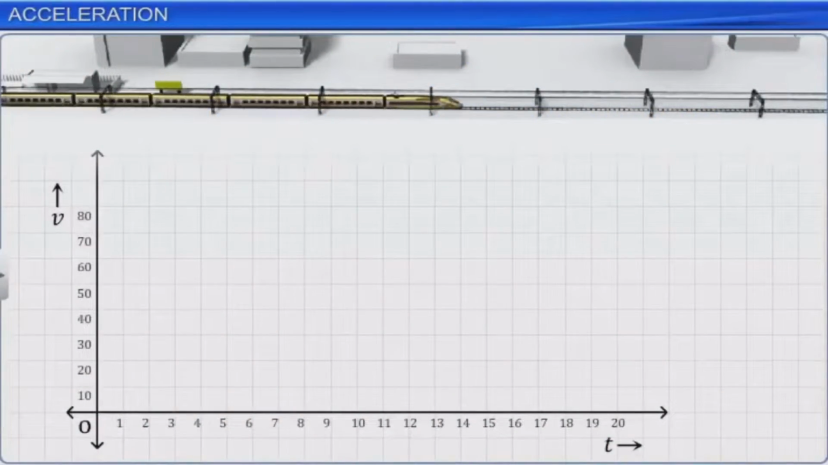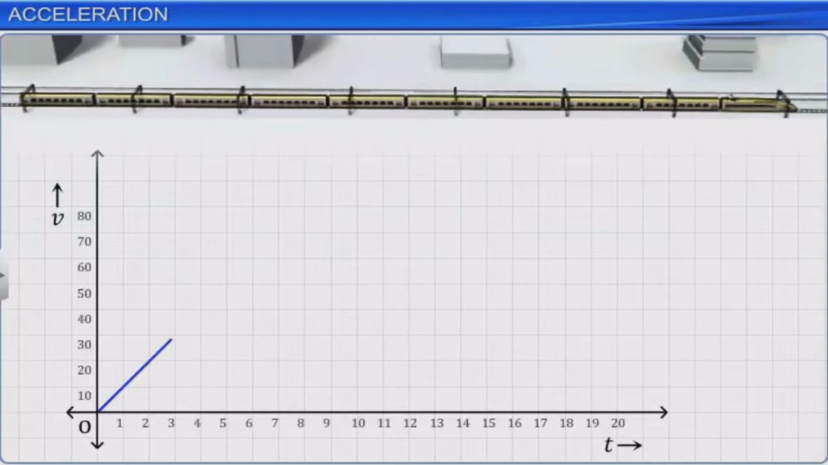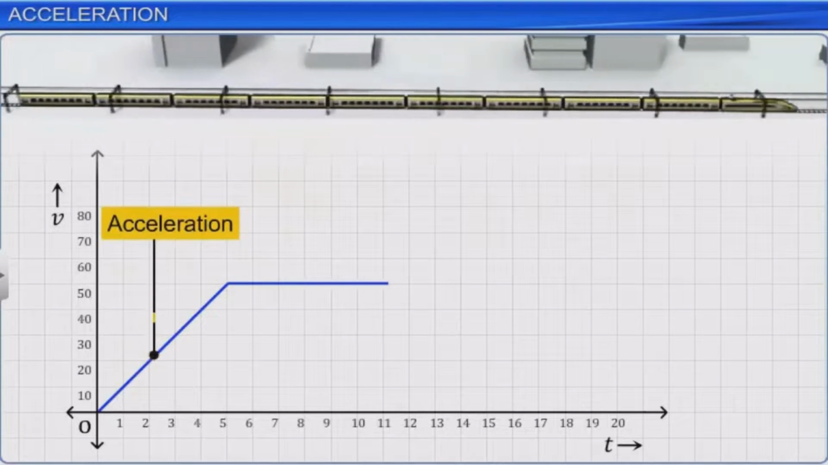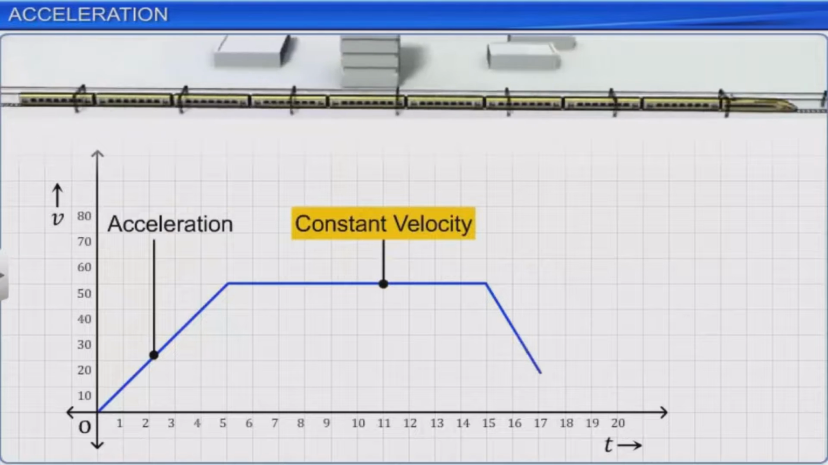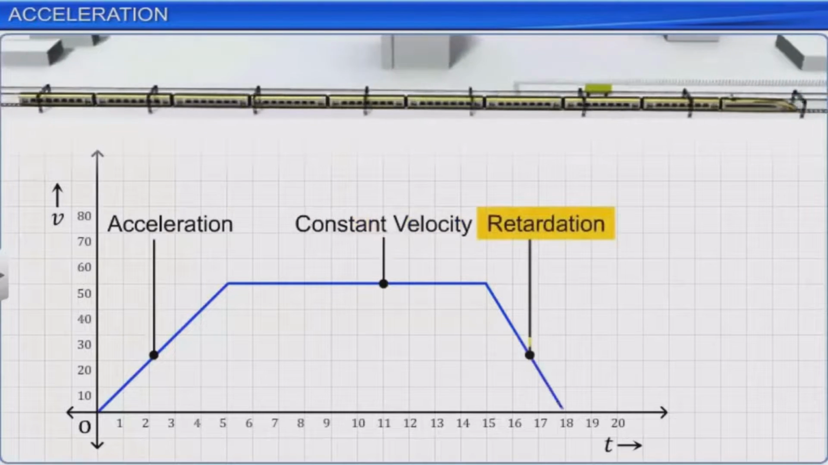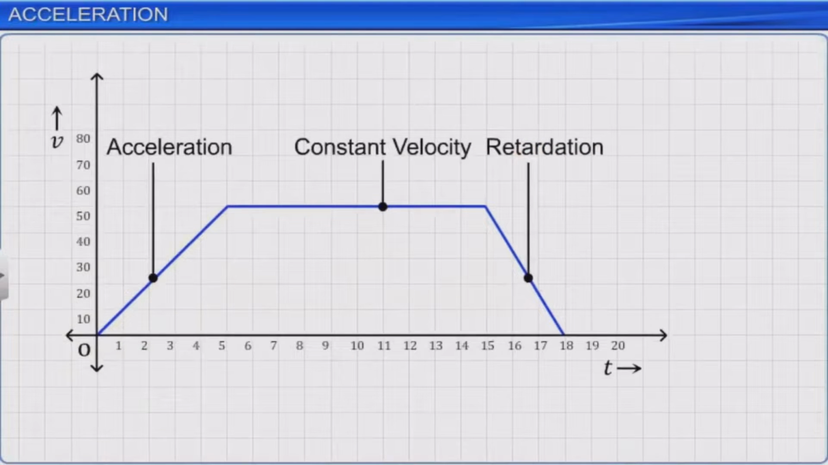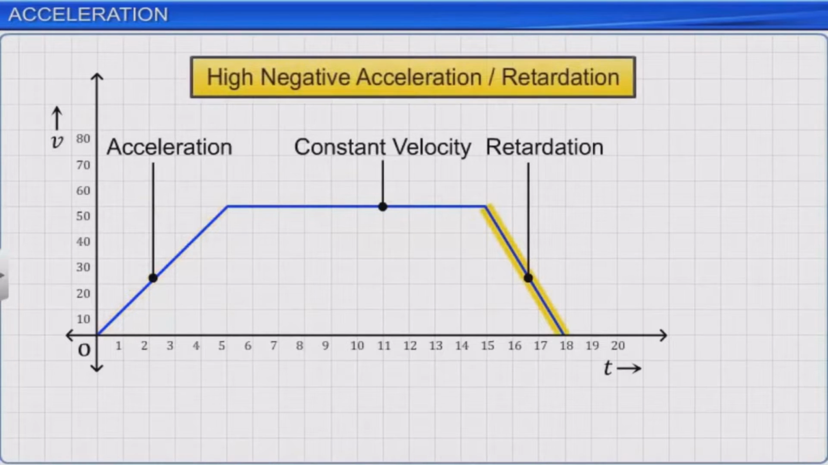Observe the motion of an electric train. You find the train picks up high speed even before leaving the platform. The train travels at constant high speed until it approaches the next station. There is a sudden drop in speed when it enters the station till it finally stops. The first and the last part of this train's motion has high positive acceleration and very high negative acceleration, or retardation.